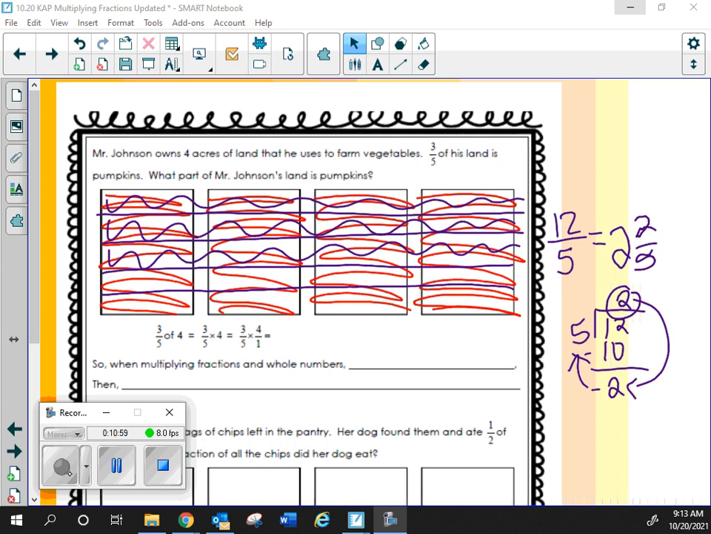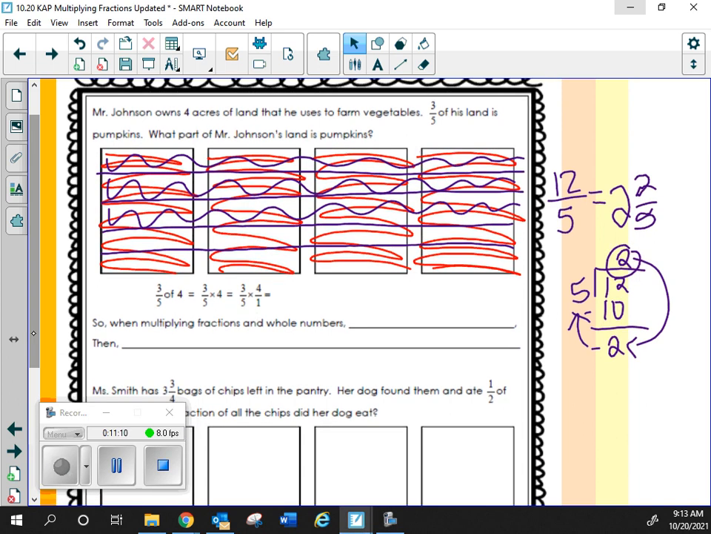All right. Now, of course, do y'all love models and want to do them every single time for every single problem? Thank you for not lying to me. I appreciate that. Of course not. So, of course, I want to show you mathematically the arithmetic behind it. Again, in this problem, I'm trying to find 3/5 of this land. And how many acres does he have? 4. So, I'm trying to find 3/5 of 4.